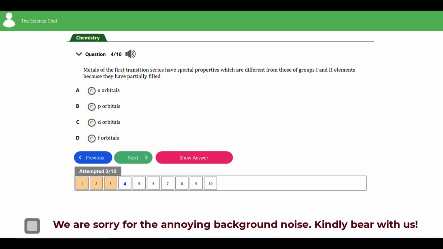Question 4. Metals of the first transition series have special properties which are different from those of group 1 and 2 elements because they have partially filled what? First of all, what's a transition element? A transition element is any element with partially filled d orbitals, and the members of the first transition series include scandium 21 to zinc 30, through chromium 24, manganese 25 up to copper 29, and then zinc 30. These are the members of the first transition series, from scandium to zinc.